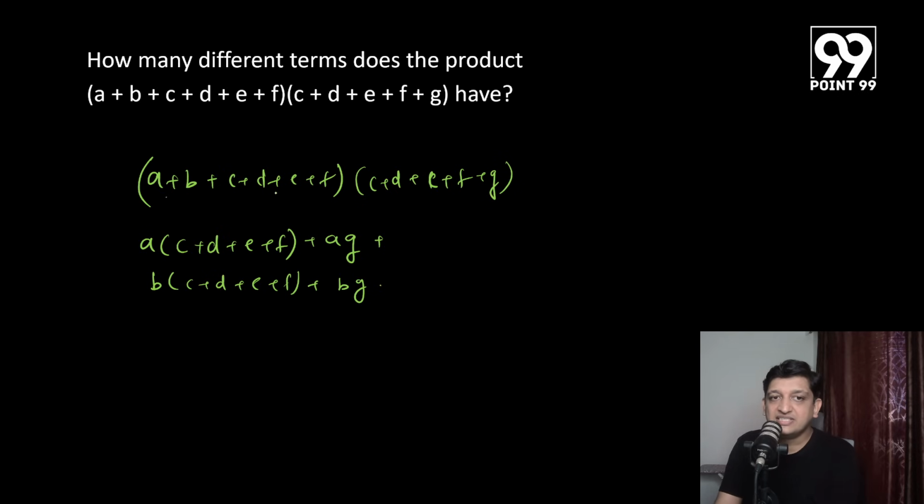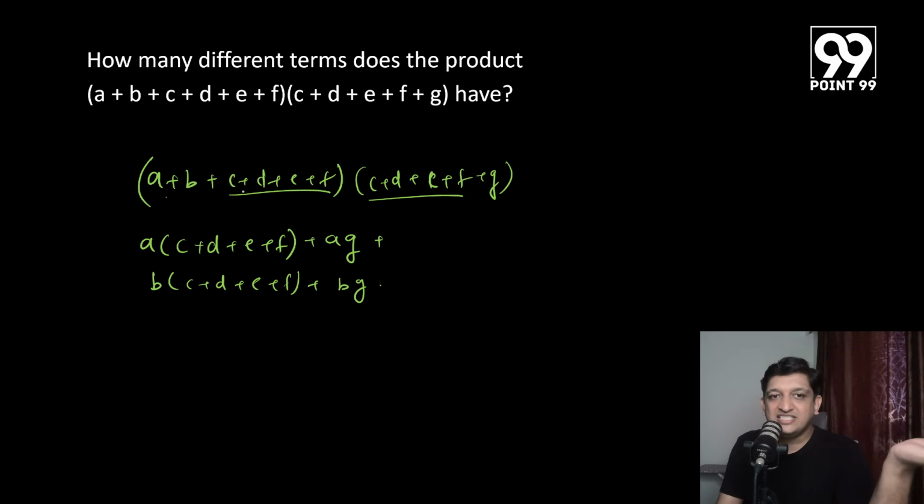Now we just have to understand that C plus D plus E plus F into C plus D plus E plus F is going to be a problem, right? That is going to be the only issue that exists. So what will we do? We will ignore that C plus D plus E plus F at this point in time, and we will look at the other terms that are there.